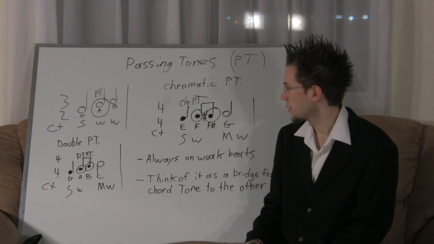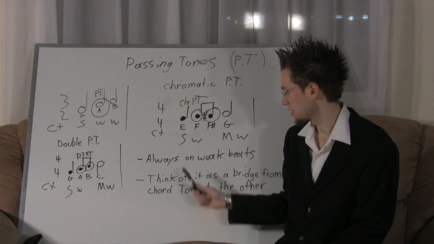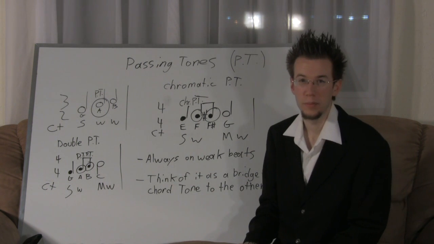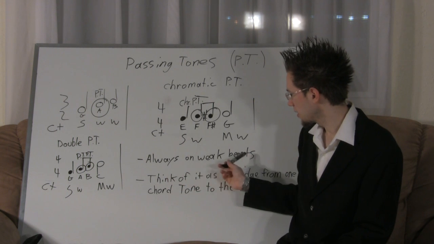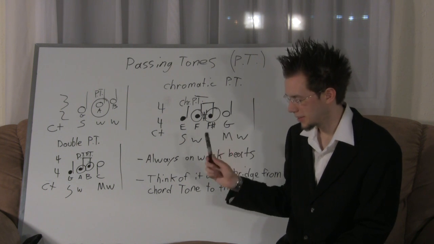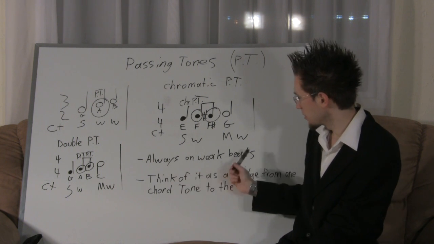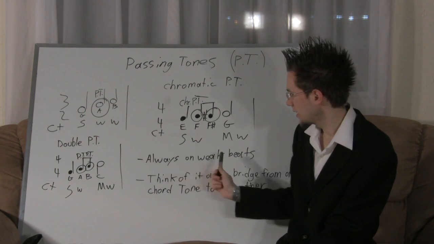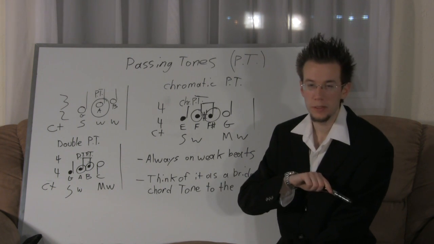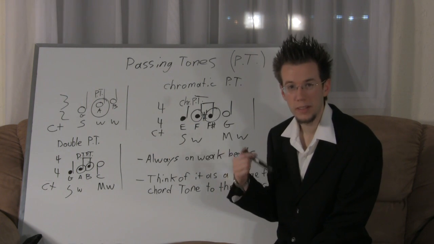All right? So the thing about passing tones is they're always, always, always on the weak beats. Notice how I've just covered the 2 points that were behind me. These are the 2 most important points that I want you to remember about passing tones: they always occur on weak beats, because another type of non-chord tone always comes in on the strong beats. So if they come in on a weak beat, they're a passing tone, okay? And again, think of it like a bridge, connecting from one chord tone to the next. So it's actually a pretty simple concept. You just have to think about it and get it in your head, and then you're good to go.